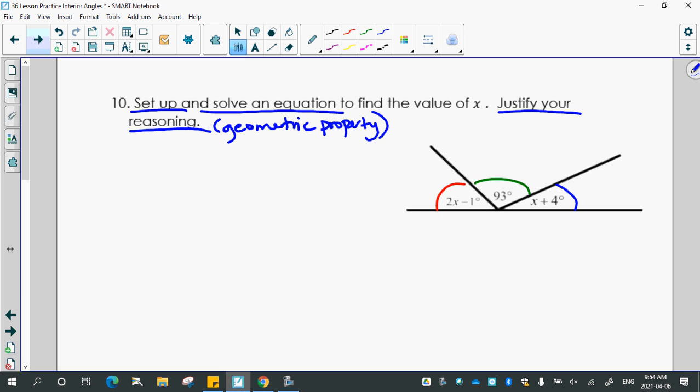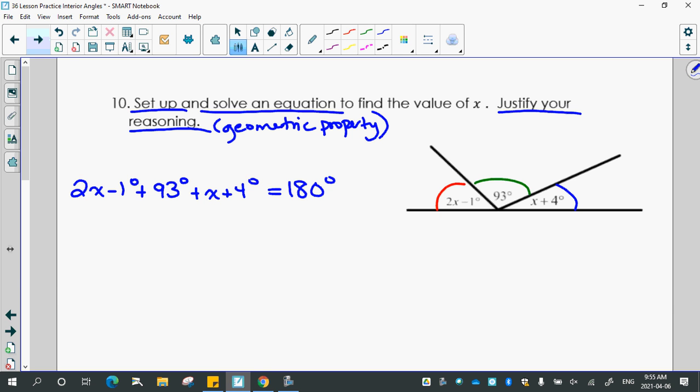What do I know about if I added all these three angles together, what would it equal? Yep, 180 because it's a straight line that's being divided into parts. Okay, so I can make my equation using that. So 2x minus 1 degrees plus 93 degrees plus x plus 4 degrees adds up to 180 degrees. So there's my equation I made. There's my setup. Now I have to solve it.